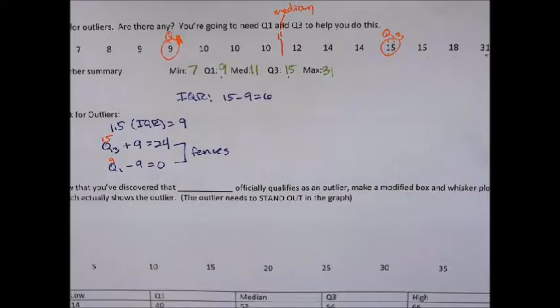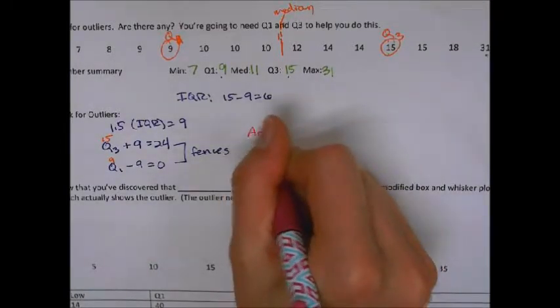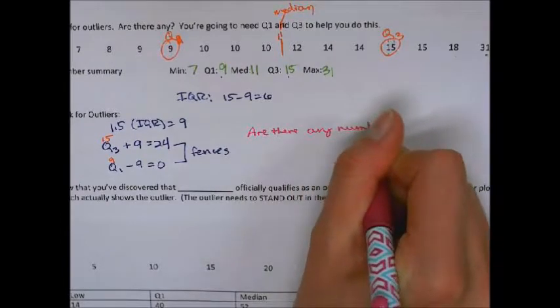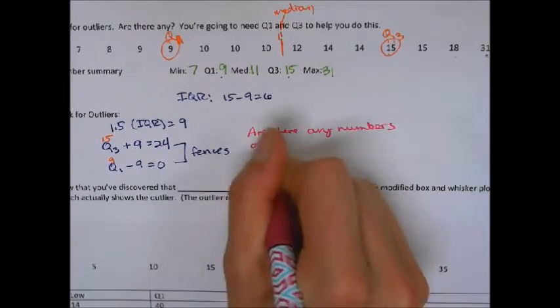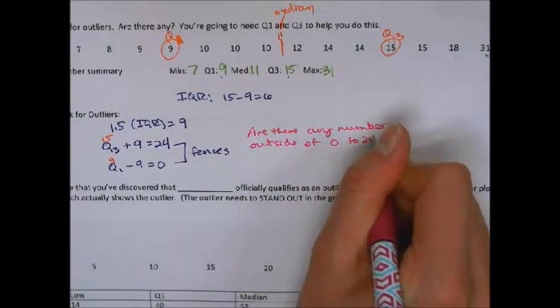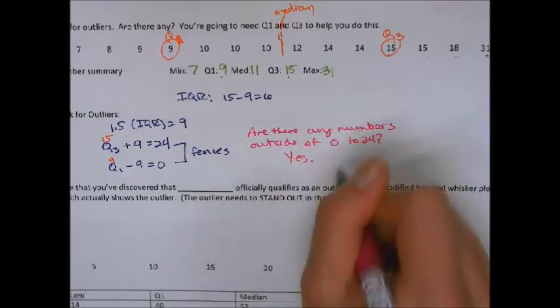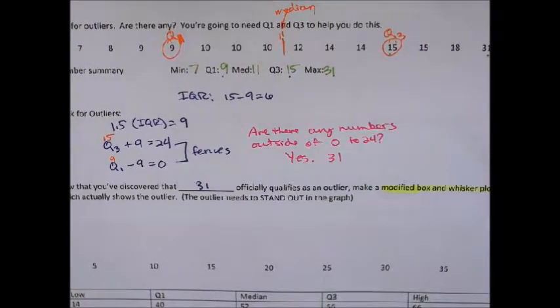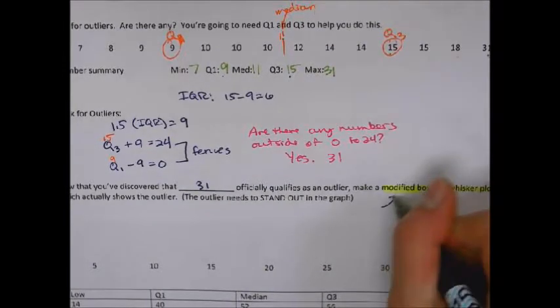So our question, are there any numbers outside of 0 to 24? Yes, 31. So we have discovered that 31 is officially an outlier. So now we're going to make a modified box and whisker plot. We do this one when we have an outlier.